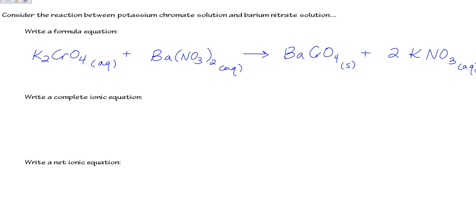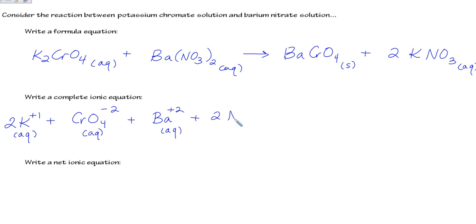So watch what this looks like. If this potassium chromate splits into all its ions, I would have 2 potassium ions. They're +1. They're swimming around in the water. There's going to be a chromate ion, -2, aqueous. There's going to be a barium ion, +2, aqueous. And there's going to be 2 nitrate ions, -1 in solution.